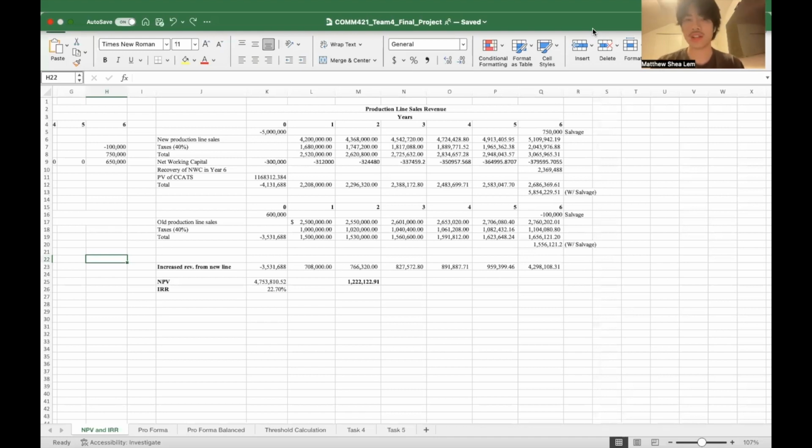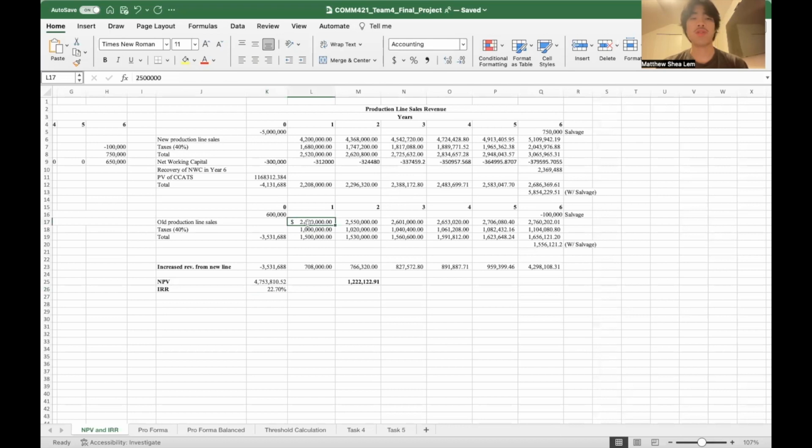We first started with a $600,000 addition in year 0 because this was the amount of money that we could sell the production line at its current market price. And then we had a $100,000 subtraction in year 6 because this was the salvage value that we would forego if we were to sell the production line right now. We then calculated the revenue of the old production line, which started at $2.5 million and grew by 2% each year. We then calculated the taxes of 40% and subtracted those from the revenue and got the total cash inflows and outflows of the old production line.